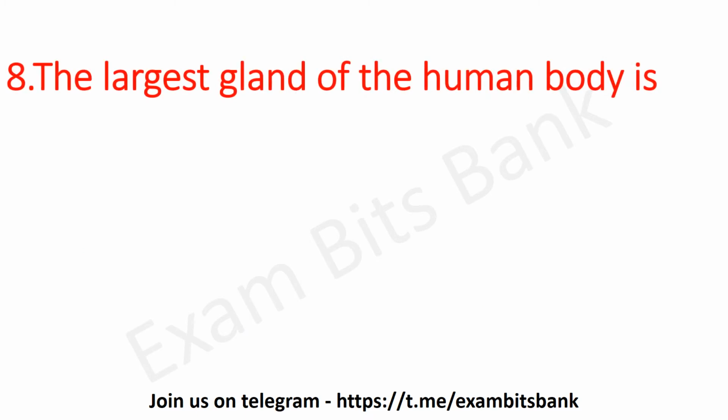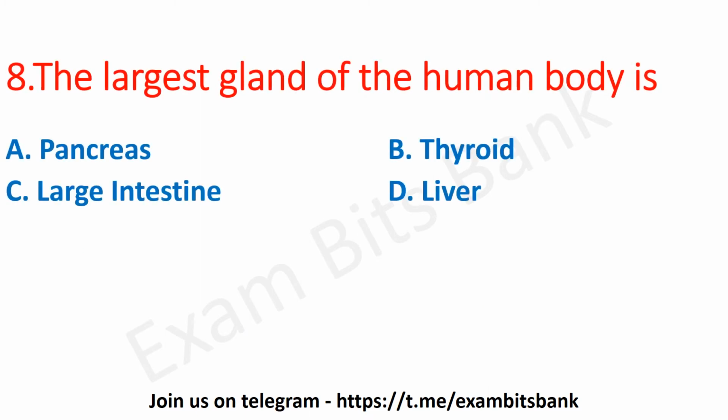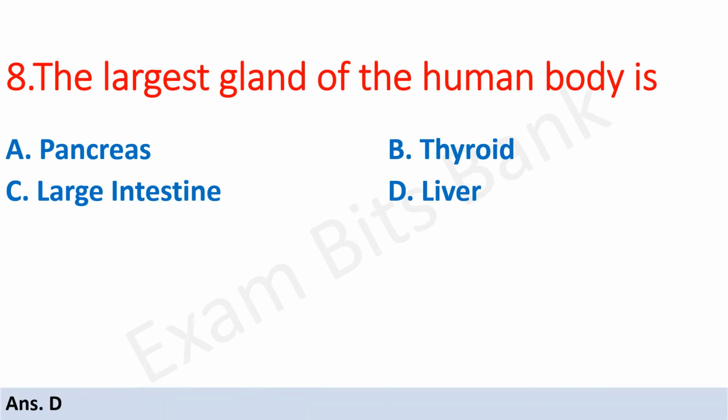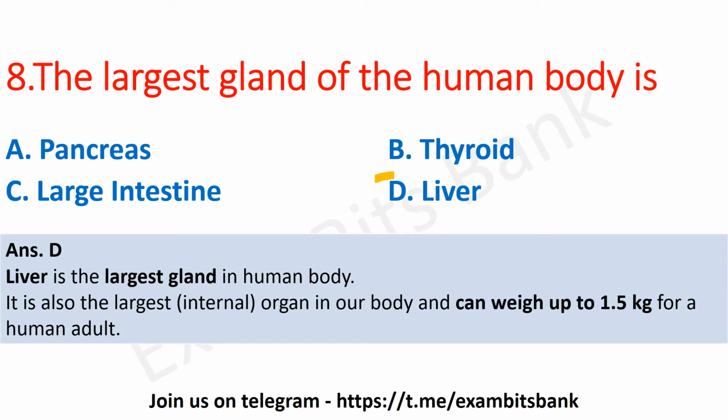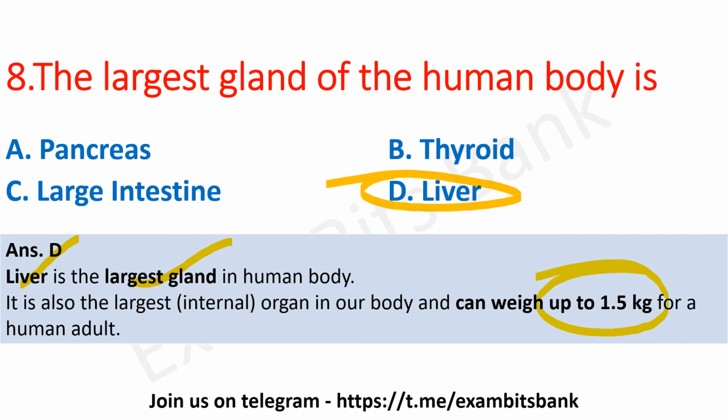Moving on to next question. The largest gland of the human body is, the options are pancreas, thyroid, large intestine or liver. The correct answer for this question is option D, liver. So liver is the largest gland in the human body and it is also the largest organ in our body and can weigh up to 1.5 kg for a human adult. A point to be noted.